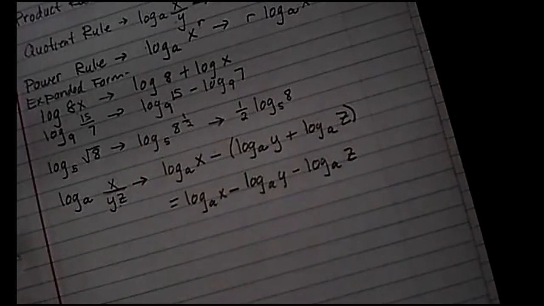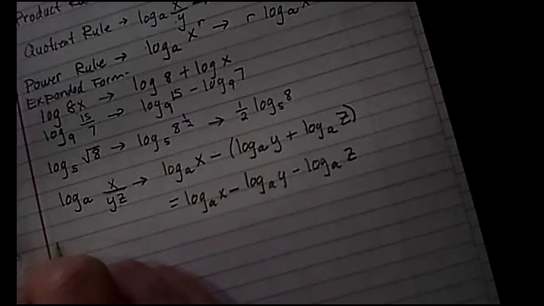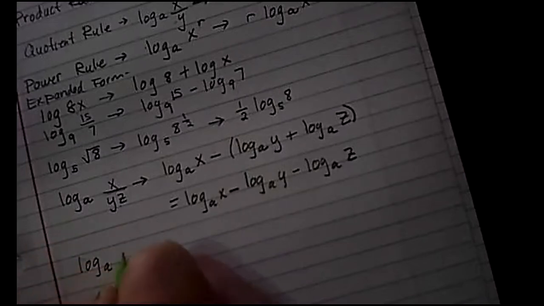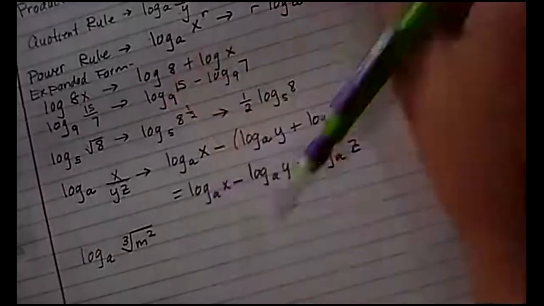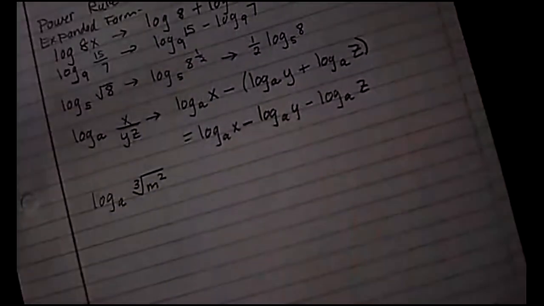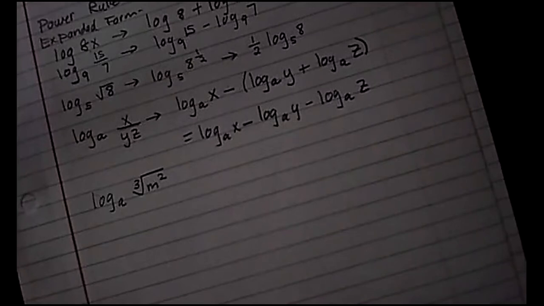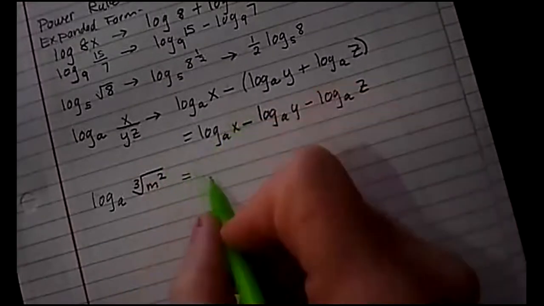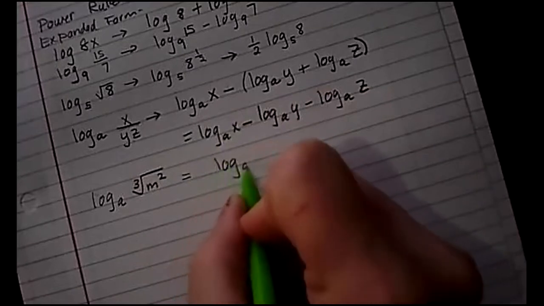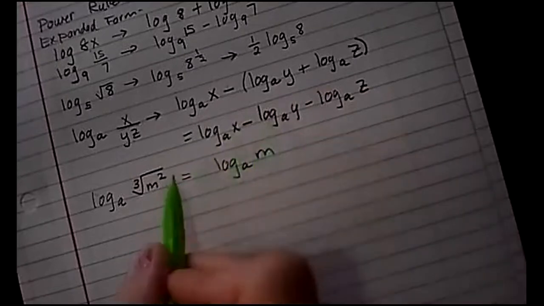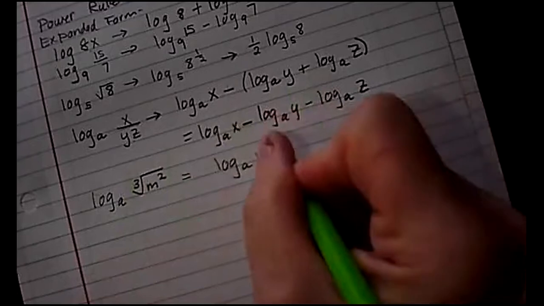All right, how about this one? I have a couple more here. Let's try log base a of the cubed root of m squared. Again, remember whenever you have a root, you have to write it as an exponent. So let's begin with that. We're going to have log base a of m to the power over the root, so 2/3.